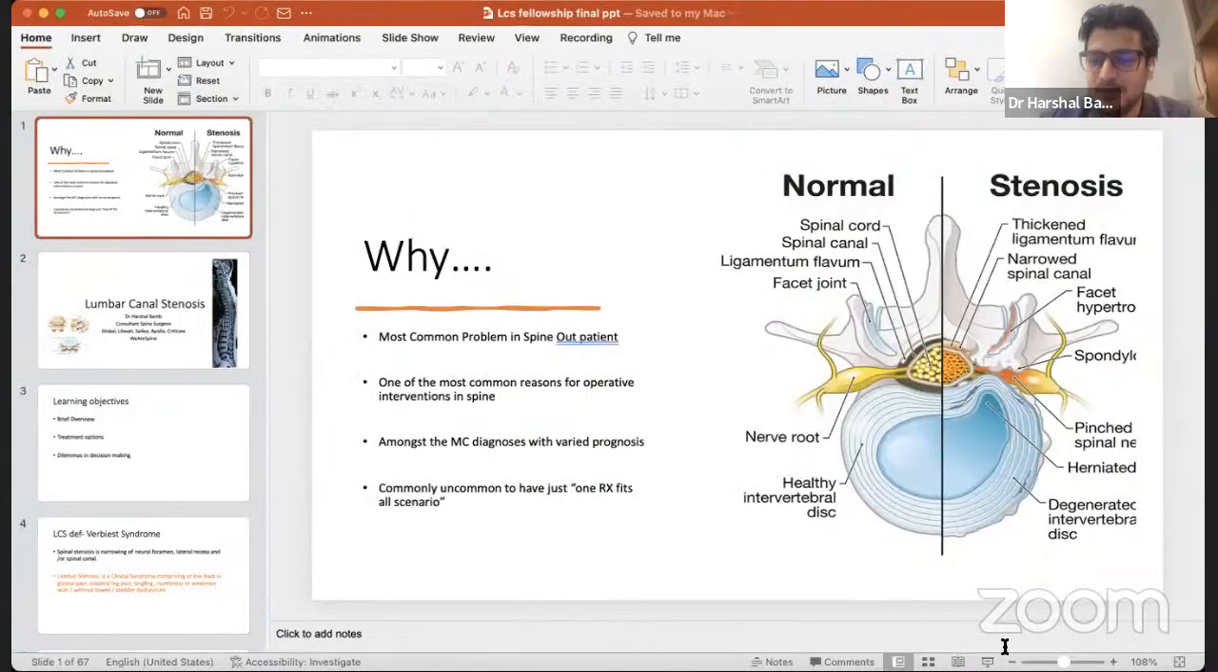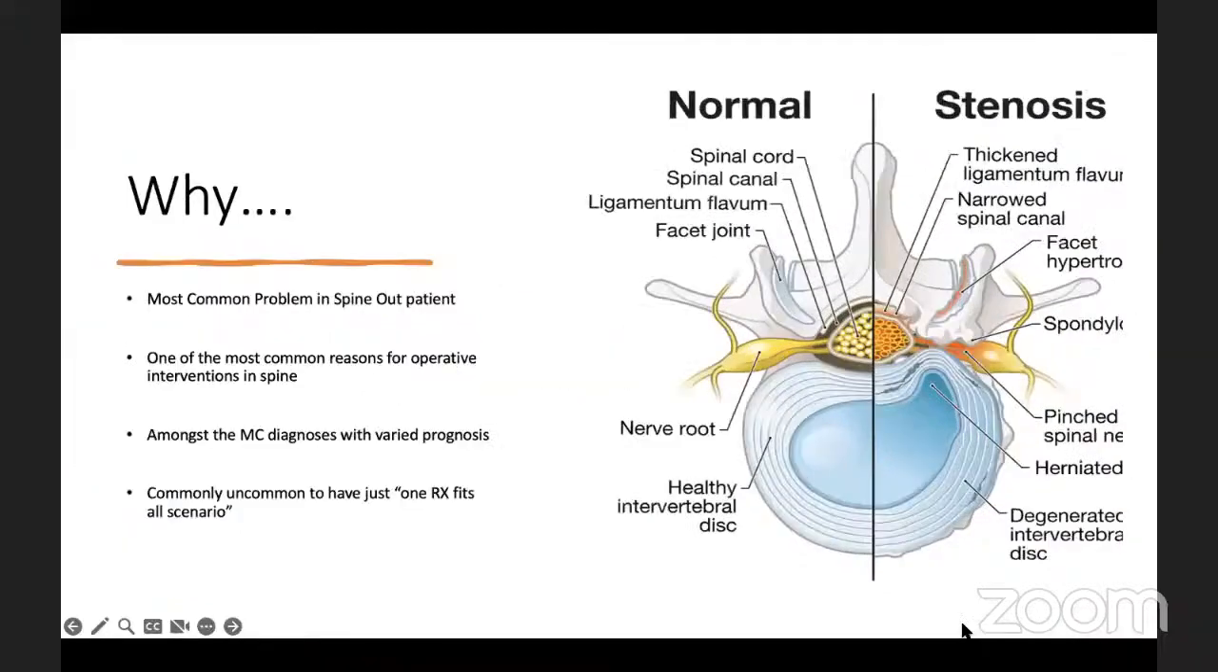So I guess my screen is visible to you guys? Yeah, go ahead.